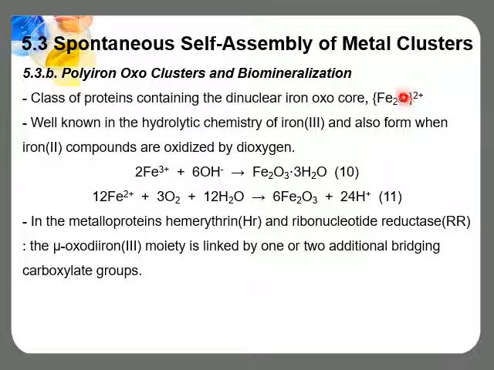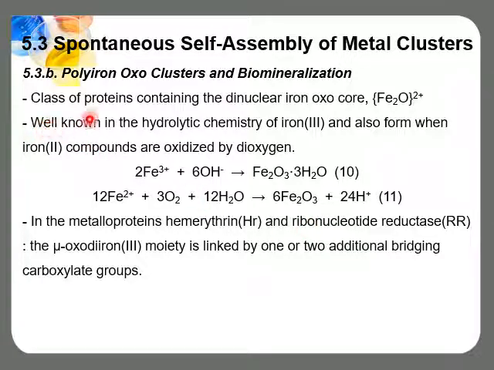For example, this is the dinuclear iron oxo core. Here, the 2 Fe3+ are linked with the oxygen. The oxygen is a bridging ligand between 2 irons.